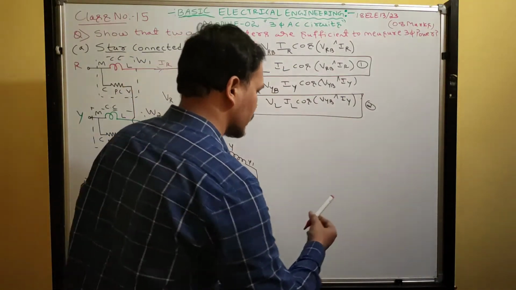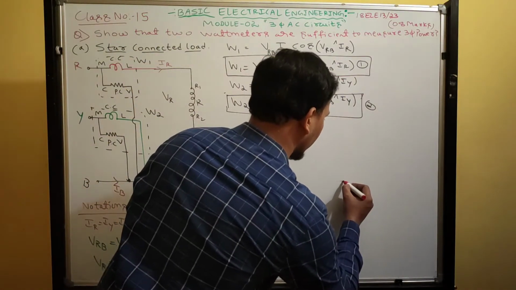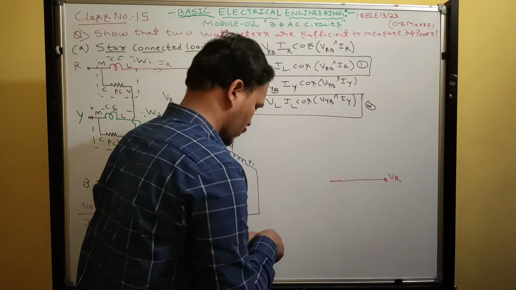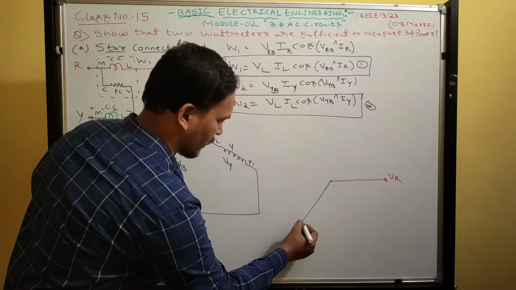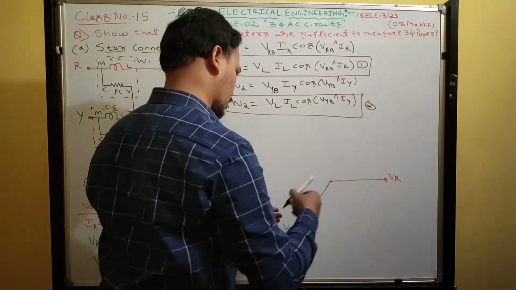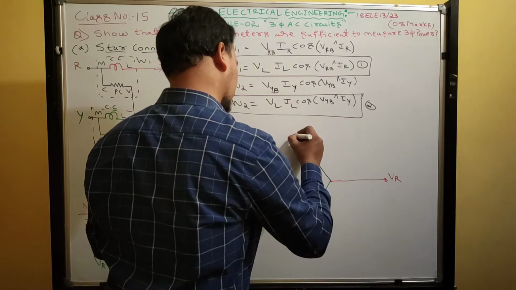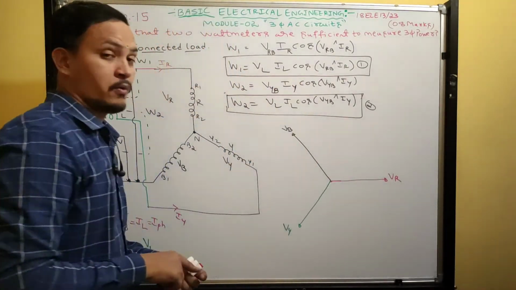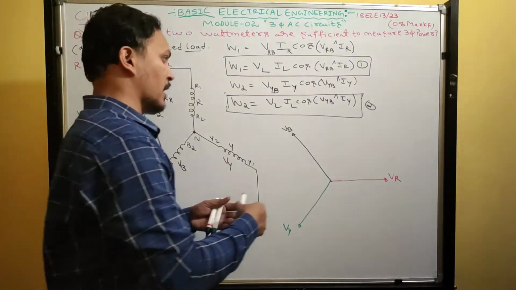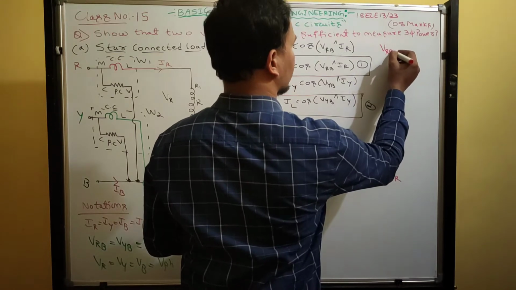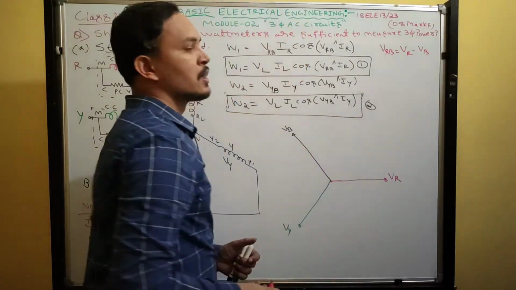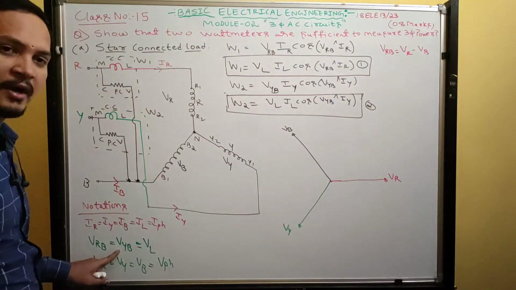So now I will write all the phase voltages. Voltage in R phase, that is VR. Voltage in Y phase, that is VY. And voltage in B phase, that will be VB. What line voltages do we require? VRB. What do you mean by VRB? VRB is nothing but simply first one minus second one, VR minus VB. Then similarly, we require VYB also.